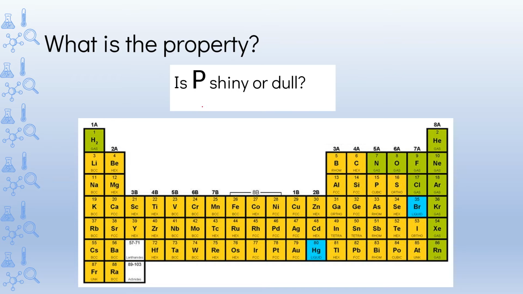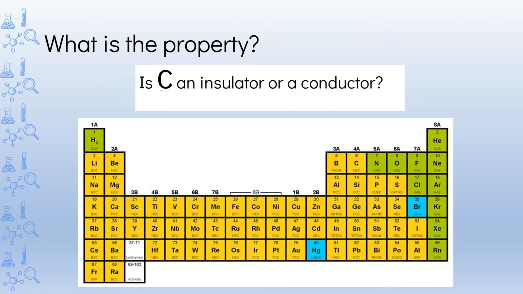We have phosphorus, is it shiny or dull? I gotta find my phosphorus. So I look. Oh, there's phosphorus. Here is my staircase, because it's on the right-hand side of the staircase. It's an N, right, for nonmetals. Nonmetals are absolutely dull.